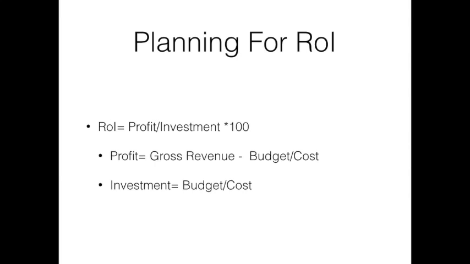And what is ROI? ROI is return on investment, and it's a very simplistic way. You can easily calculate ROI by this formula here, which is profit divided by investment multiplied by 100. That is your ROI. Profit is nothing but gross revenue minus your investments or minus your budgets or costs. And investment is essentially the cost or the budget that you've created for spending. So earning minus spending essentially is profit.